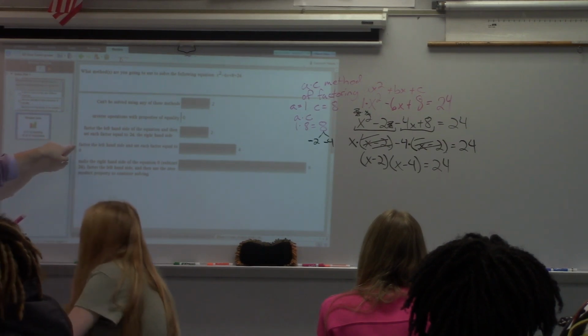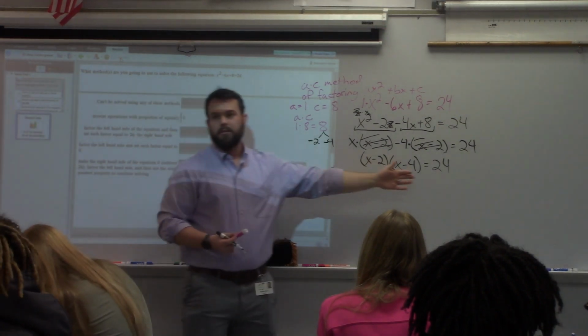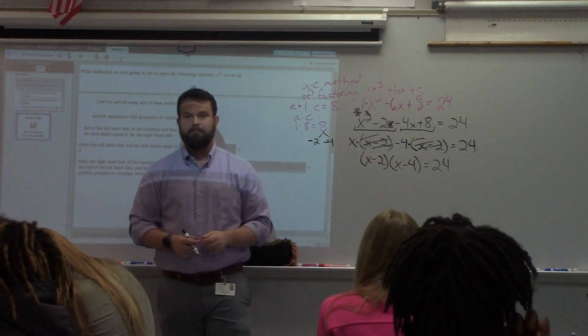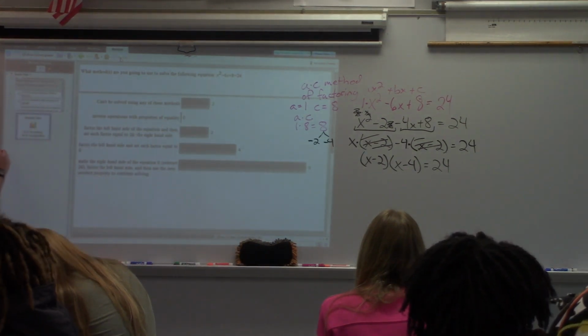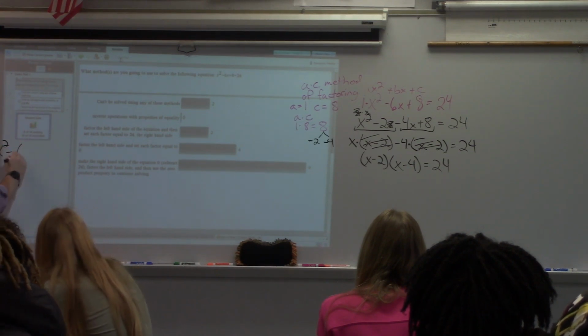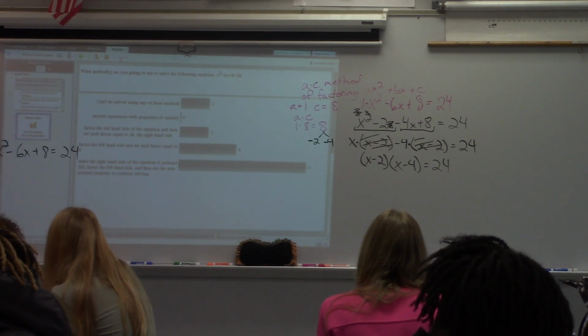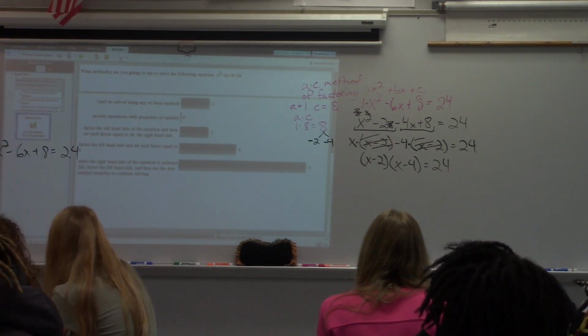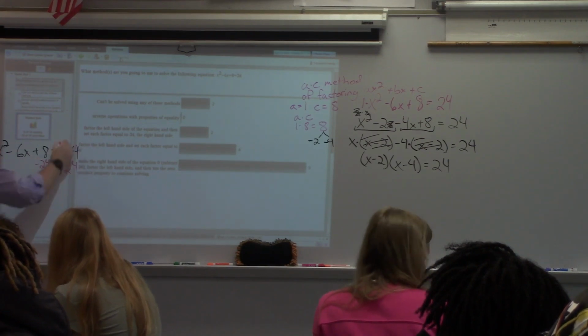Notice here it says factor the left-hand side and just set each factor equal to 0, but is this equal to 0 right now? No. So can I do that? No. The last one here, make the right-hand side of the equation equal to 0. You have to start there. X squared minus 6x plus 8 equals 24. What can I do to make the right-hand side 0? Subtract it. Right, 24 minus 24 is 0.